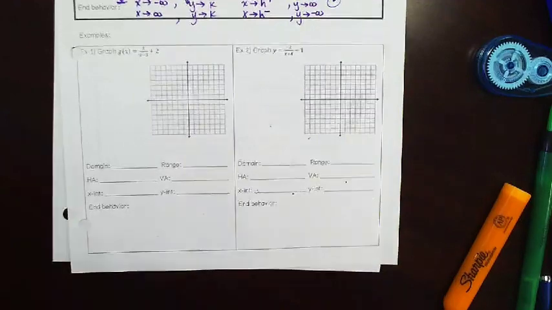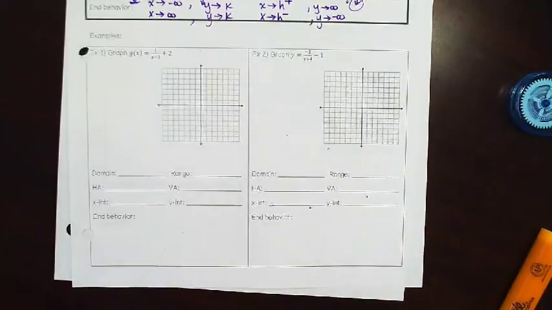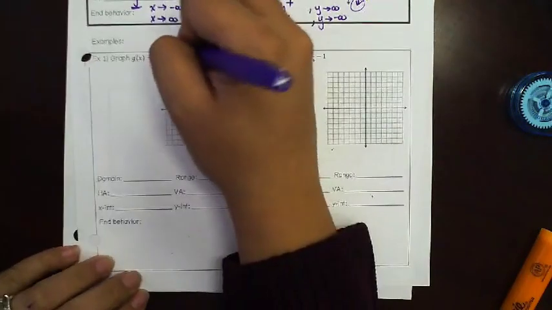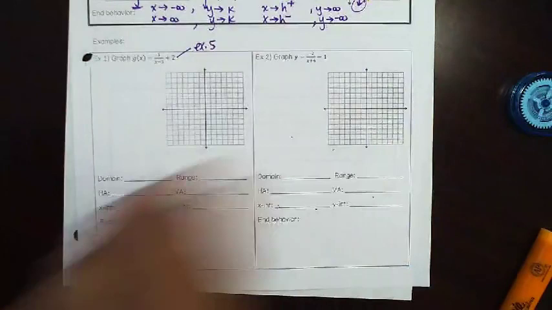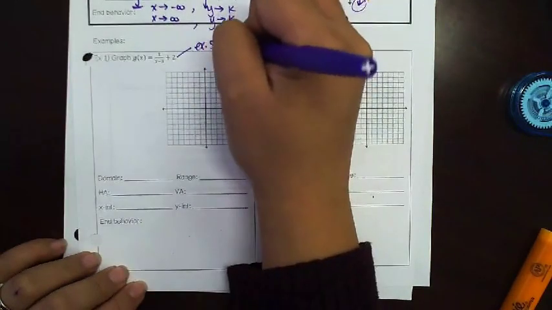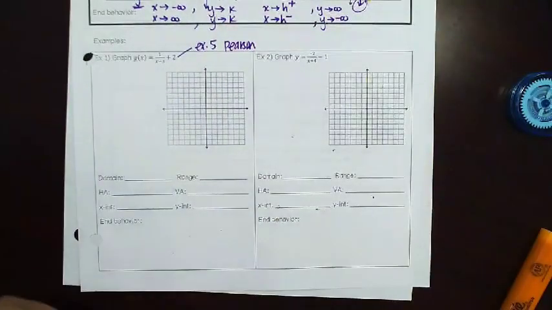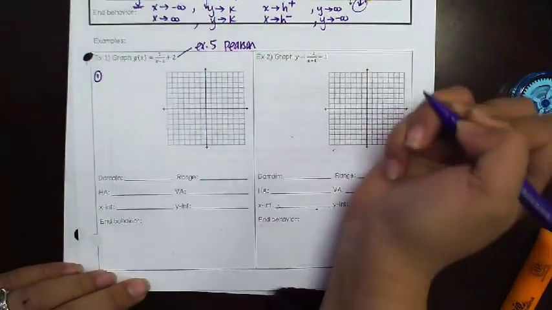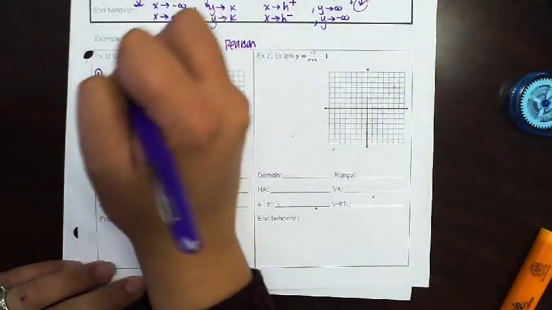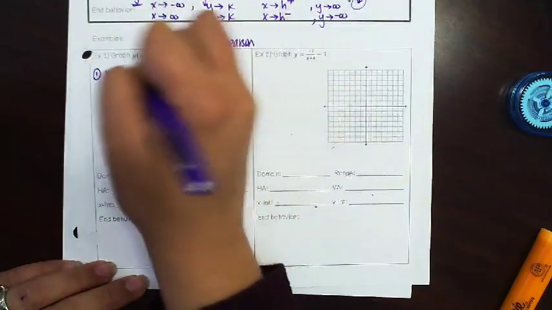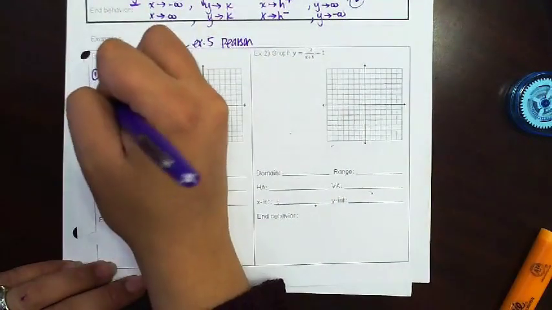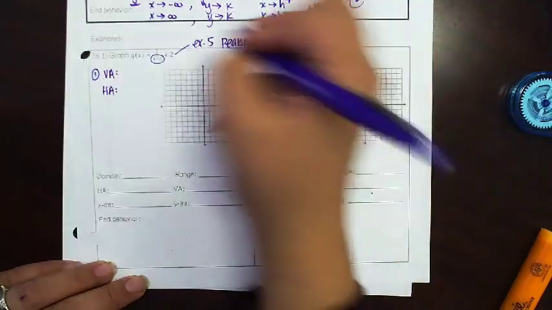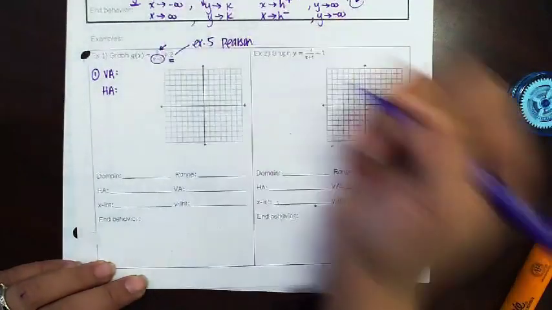So on example 1 it says graph g of x equals 1 over x minus 3 plus 2. So this again is the same thing as example 5 on Pearson. So I'm going to show you one way and then you can see it Pearson's way. So first step is we're going to go ahead and find those asymptotes. My very first asymptote is going to be the vertical asymptote, which comes from my denominator. And then my horizontal asymptote, which as long as that's a number, it'll just be that.